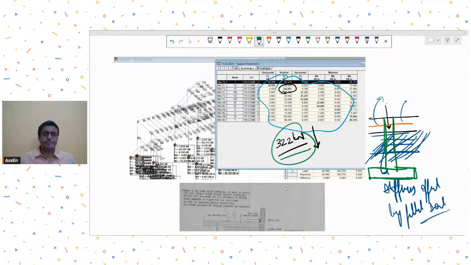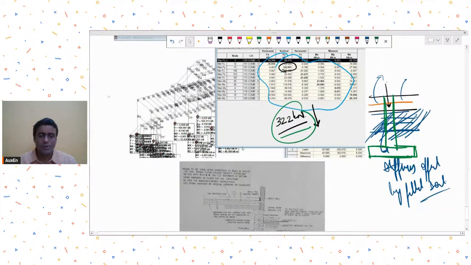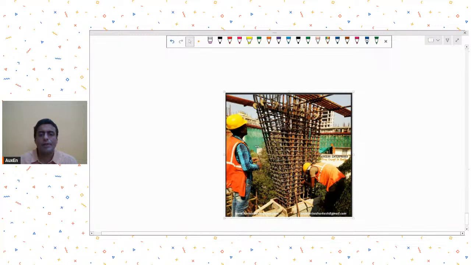Okay. All right. Then we have a question from Ketan Mahajan. He is a working professional and he is joining us from Jalgaon. He has sent a couple of images, and he is asking two questions. One was how to model these kinds of flared-up columns, these types of flared columns.